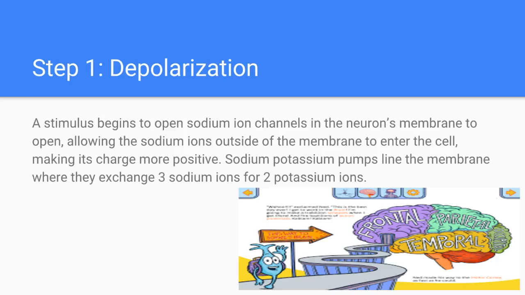First step is depolarization. A stimulus begins to open sodium ion channels in the neuron's membrane, allowing the sodium ions outside of the membrane to enter the cell, making its charge more positive. Sodium-potassium pumps line the membrane, where they exchange 3 sodium ions for 2 potassium ions.